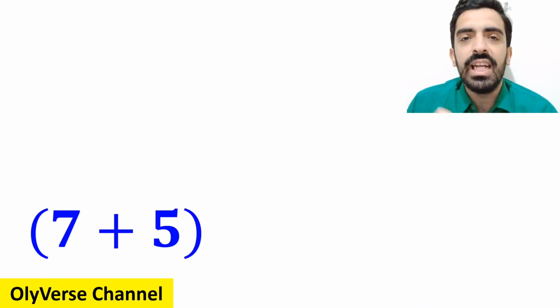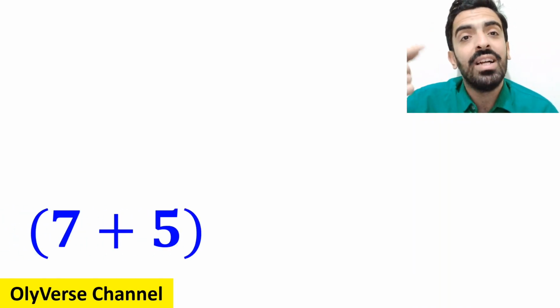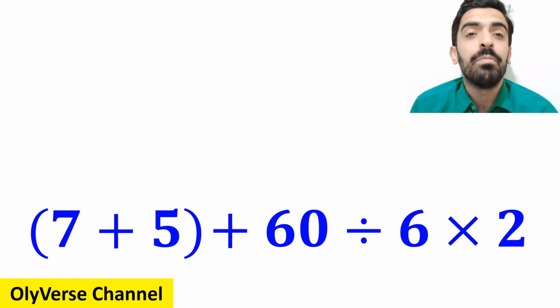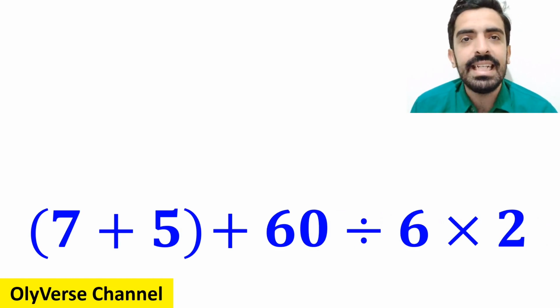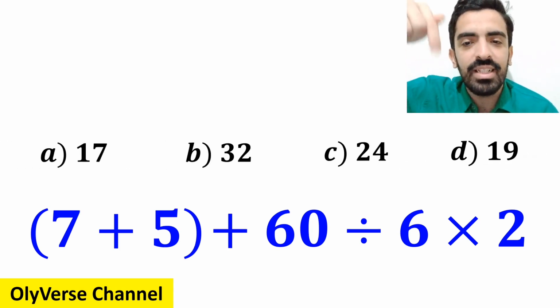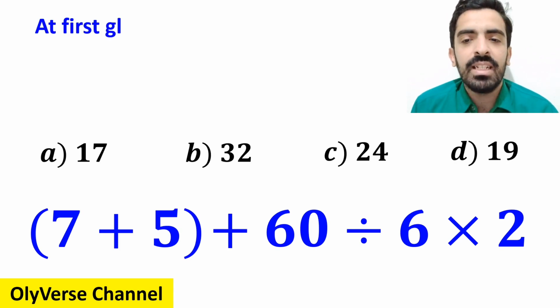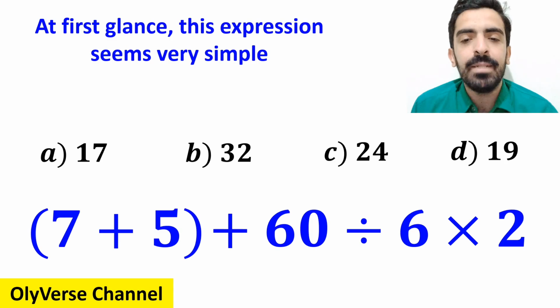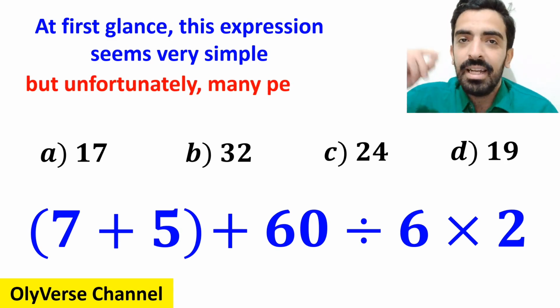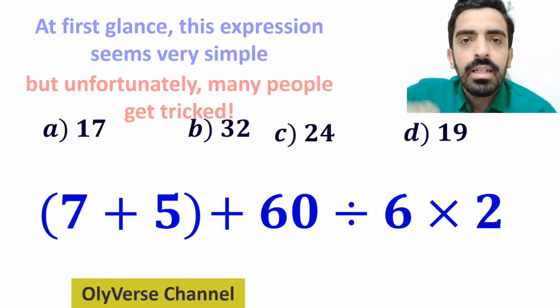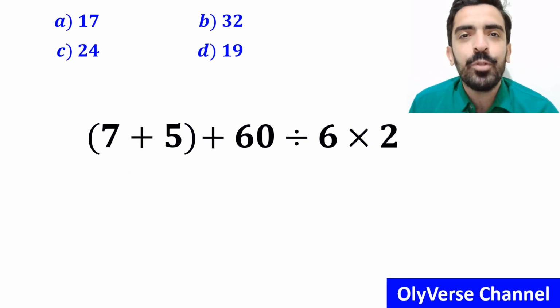What is the value of the expression 7 plus 5 inside the parentheses, plus 60 divided by 6 multiplied by 2? Which option do you think is the correct answer to this question? At first glance, this expression seems very simple, but unfortunately, many people get tricked. Let's dive in and break it down step by step together.